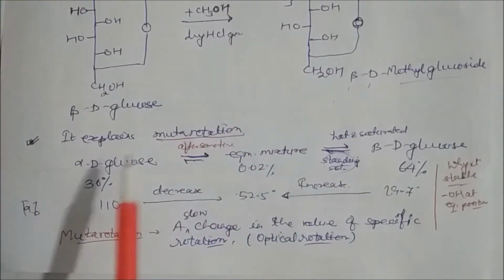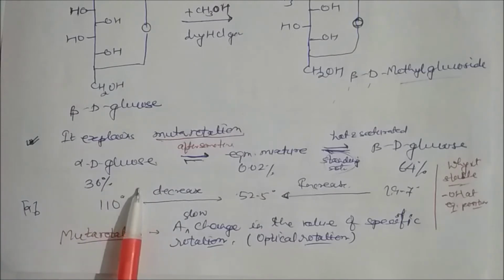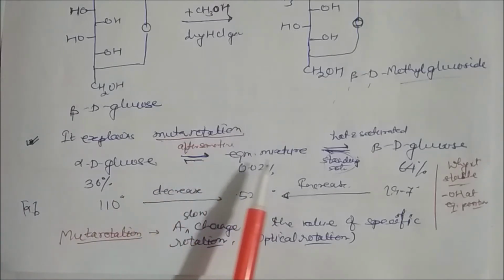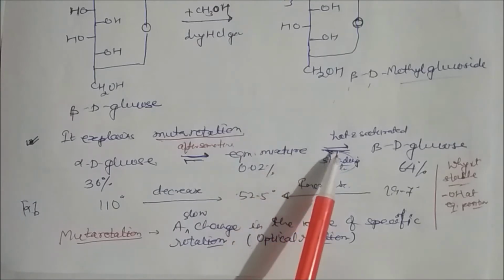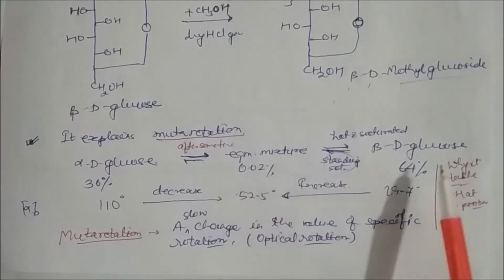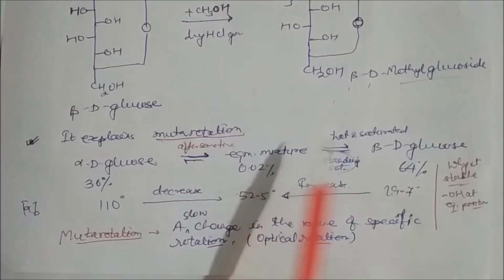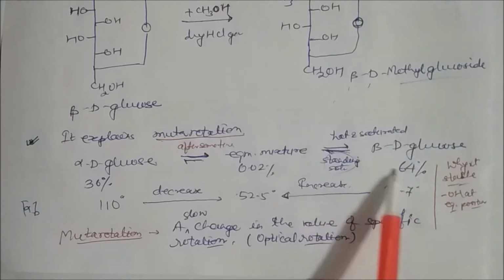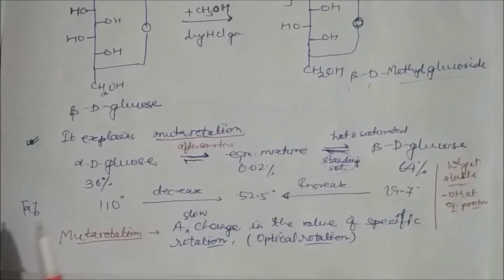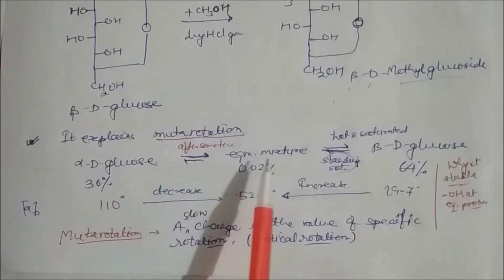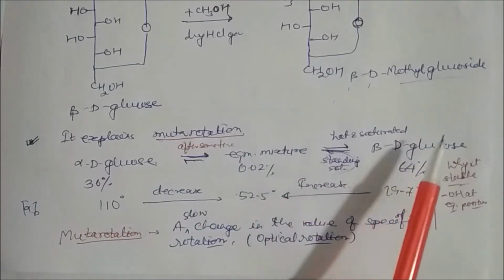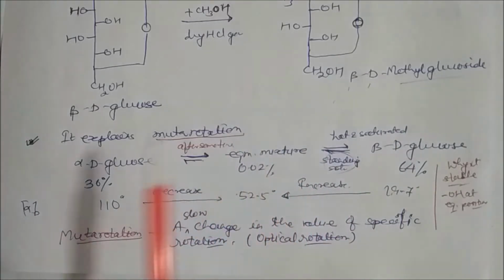So it also explains mutarotation. Mutarotation means alpha D glucose, after some time, becomes an equilibrium mixture, and on standing, this equilibrium mixture in a hot and saturated solution automatically becomes beta D glucose. So after some time alpha D converts to an equilibrium mixture, and if you give heat it becomes beta D glucose. The percentage of beta D glucose is more than that of alpha. And specific rotation we have already discussed. There is a slow change in the value of specific rotation, from alpha D glucose to the equilibrium mixture and from the equilibrium mixture to beta D glucose, or beta D glucose to the equilibrium mixture and the equilibrium mixture to alpha D glucose. In this process the specific rotation is also changing.